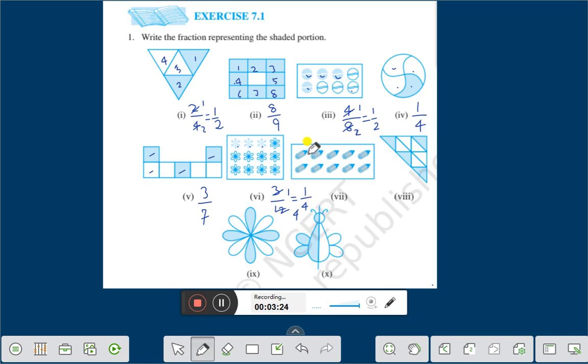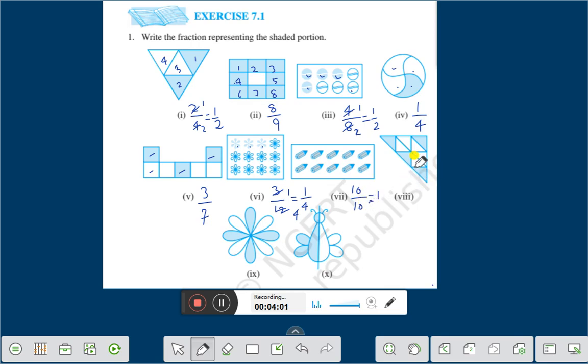Now this one, how many are shaded? All are shaded. That is 1, 2, 3, 4, 5, 6, 7, 8, 9, 10. 10 are shaded. How many total parts are there? 1, 2, 3, 4, 5, 6, 7, 8, 9, 10. Whole. That is 10 by 10, which comes to 1, or you can say it as whole. You have to remember that in a fraction, all the parts are the same. That is equal to 1.